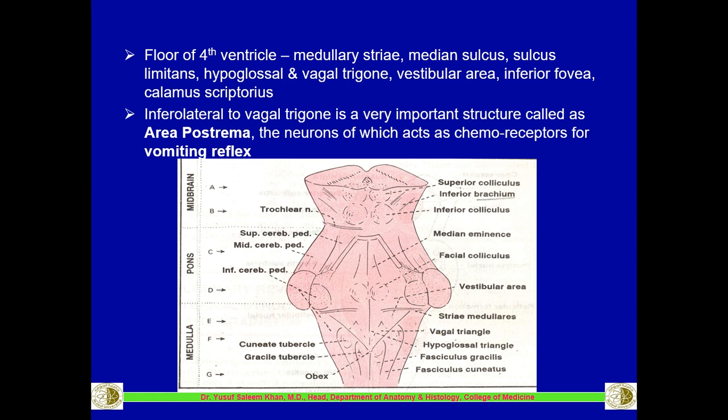Inferior to the vagal triangle, on either side, is a very important structure called the area postrema, the neurons of which act as the chemoreceptors for the vomiting reflex. So the vomiting reflex center is deep inside here, which is called the area postrema.